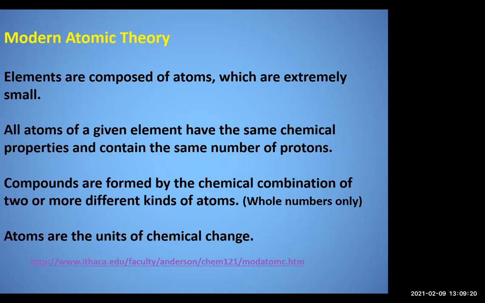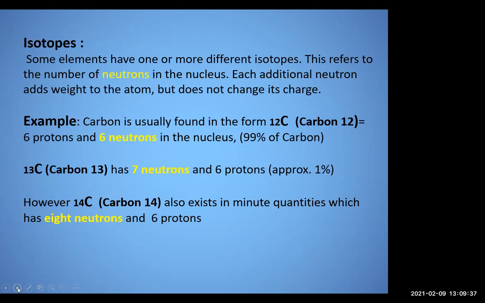Compounds are formed by chemical combination of two or more atoms and only in whole numbers. So you never get half an atom. And atoms are the units of chemical change. And what drives chemical change is going to be the outer shell of the atoms, the outer shell of electrons. And that's what we're going to look at in just a second.